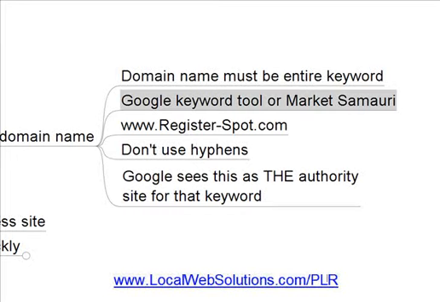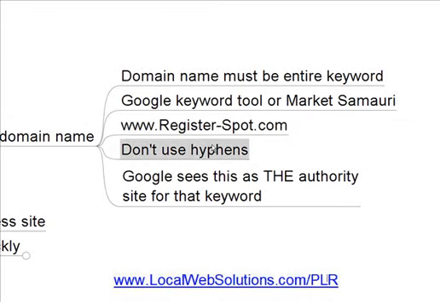So to find the perfect domain name, you use the Google Keyword Tool or Market Samurai. I use Market Samurai now, but you can use the Google Keyword Tool. When you find a bunch of keywords, you then go to my favorite registrar to check things, which is Register Spot. You can use any registrar if you like that has a bulk domain checking feature, and you find domains that have the .com, .org or .net extensions available.